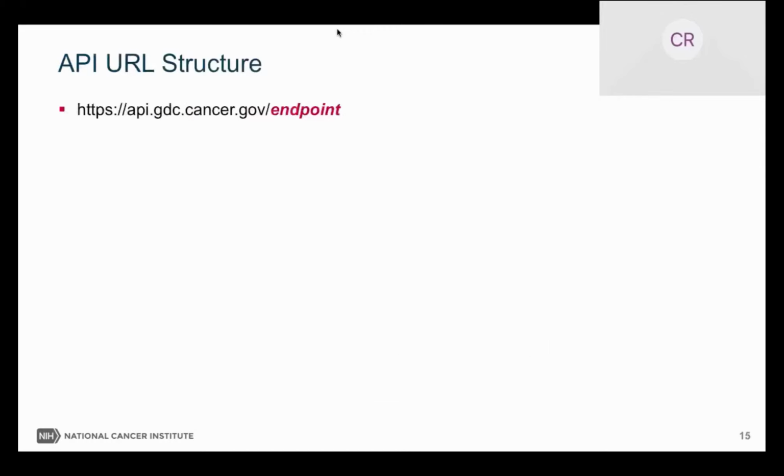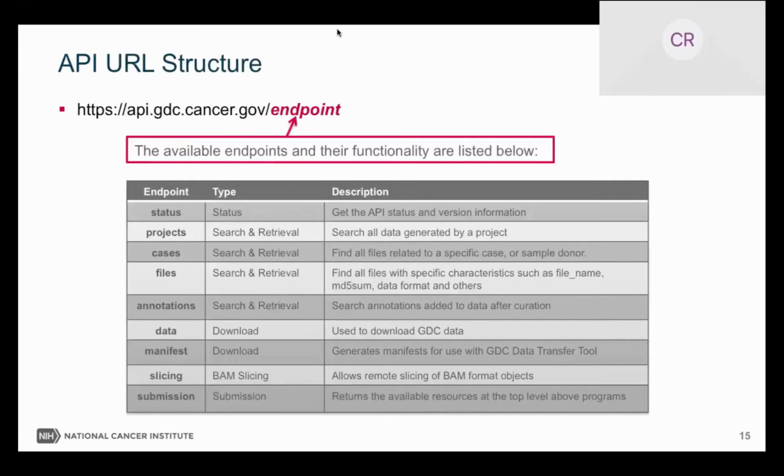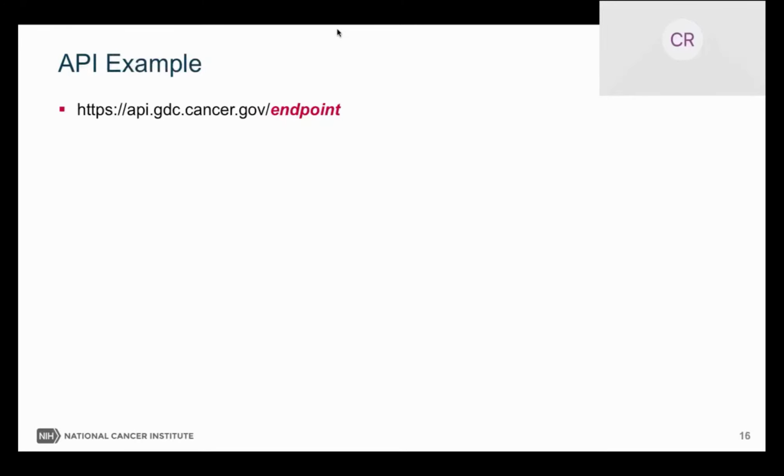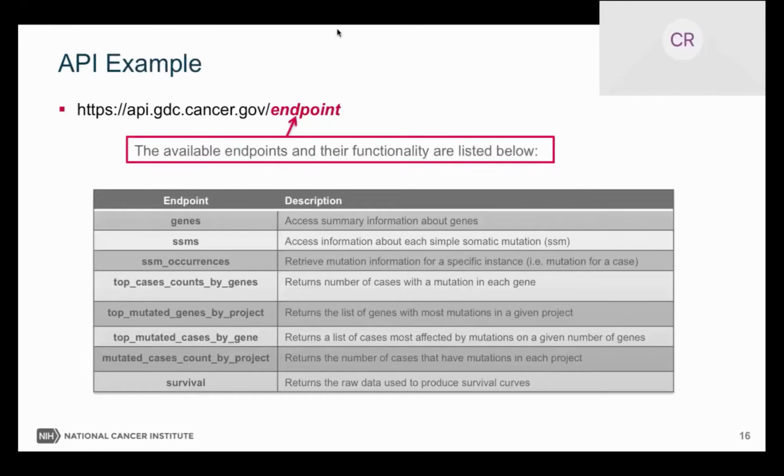And this is what the structure of an API call looks like, just very briefly. It's api.gdc.cancer.gov, and we provide a number of endpoints that allow people to pull data from the GDC. So here's a list of some of those: cases, files. We have BAM slicing as an option if you wanted to get only a part of a BAM file. And then we've also got some additional endpoints for some of the more advanced visualization features for genes and survival analysis and things like that. All of the things that you see on the portal already, you can tap into and create your own requests.